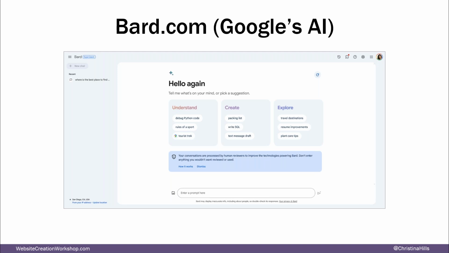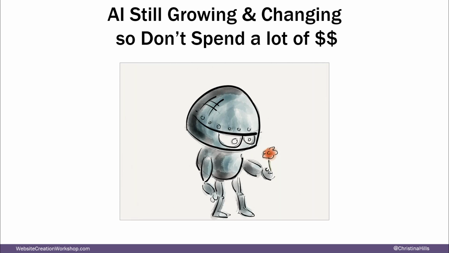I use Google products. Do I trust Google? No, especially because I don't know if you remember this, but Google used to have a tagline, do no evil, and then they dropped it. So that kind of says a lot. But it does make our life easier, so I do use Google products. Anyway, AI is still growing and changing, so don't spend a lot of money. Get started with the free stuff, and you'll get more comfortable with it. And then, if it makes sense, then pay for it.